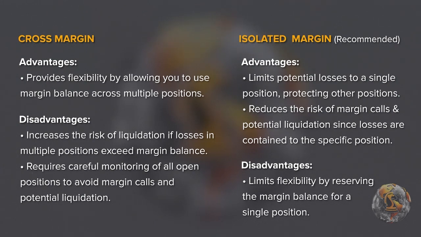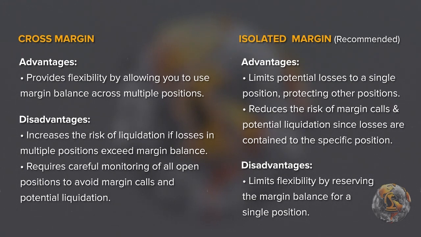Let me give an example. If you were to use cross margin and you had 3 positions open, you had a long on Bitcoin, a long on Ethereum, and a long on Shiba. And Bitcoin and Ethereum were both going along nicely in profit. But you'd forgotten to put a stop loss on your Shiba position, which can happen. Over time, you take enough trades, you're going to make mistakes.